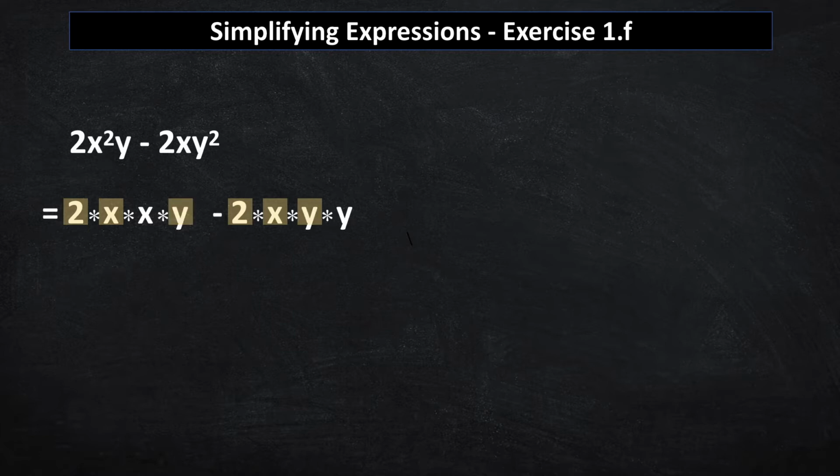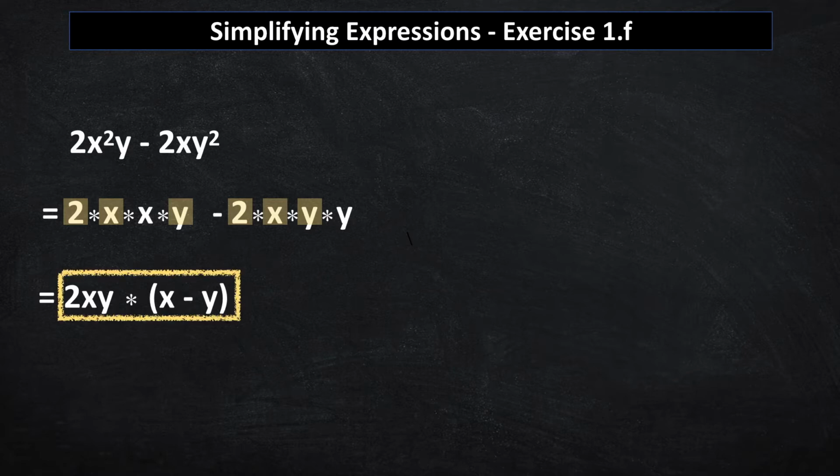And so we write the common part at the beginning of the next line, 2xy, multiplied by the remaining parts of the two terms that are not in common, x minus y. Inside the parentheses, we have two letters that are different, x and y, and so we cannot do anything more, and this is the final simplified expression.